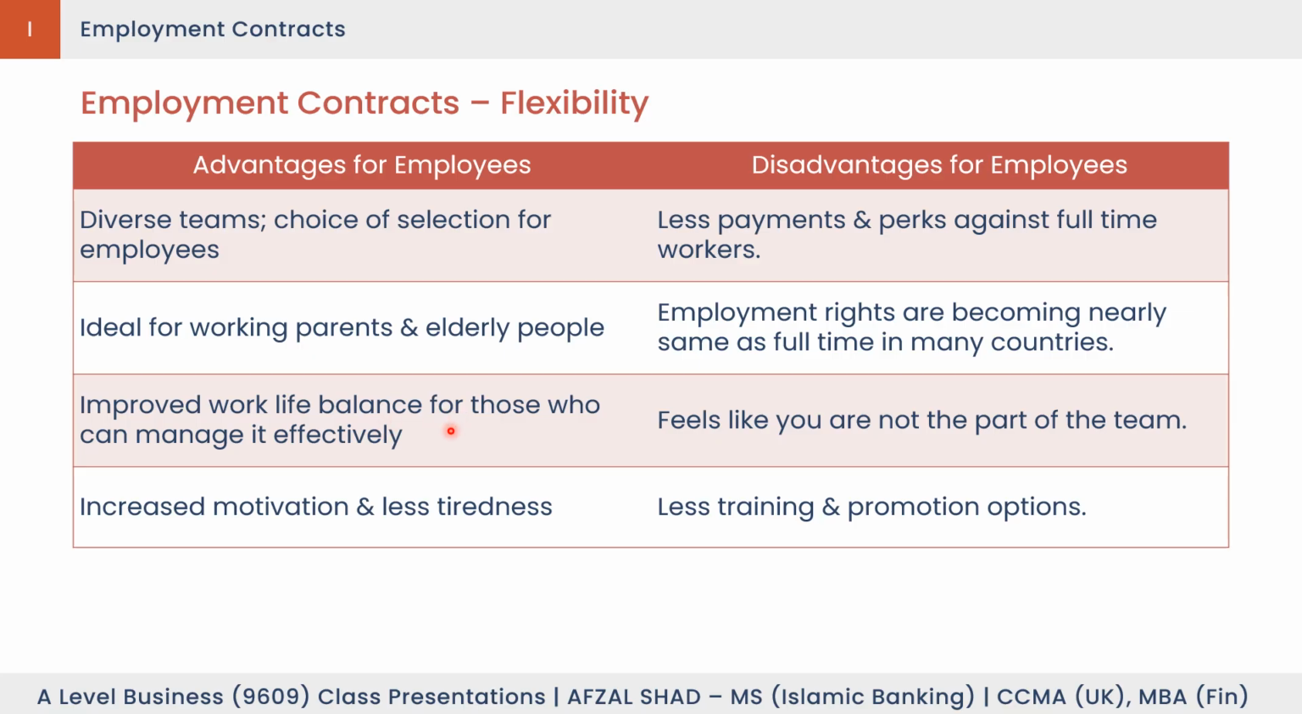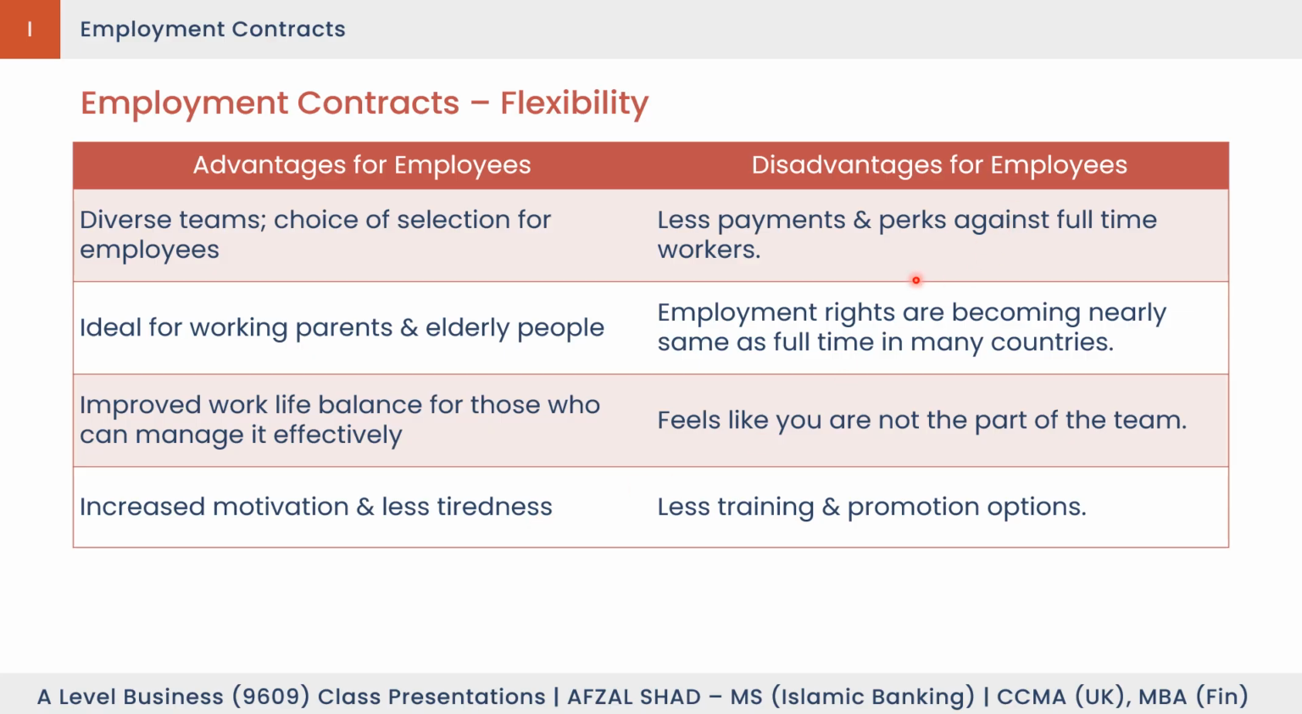Improved work-life balance for those who can manage it effectively. If you want to work less, you will go for a contract of less than 6 hours, 5 hours, 4 hours. You can go for the part-time contract, work for 3-4 hours, come back home, that's it. It's a work-life balance for you. And then increased motivation and less tiredness, because you're working at your own pace, in your own style, at your own time. You're less tired, you're more motivated.